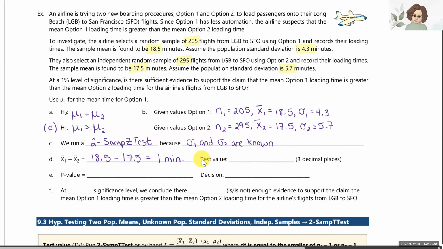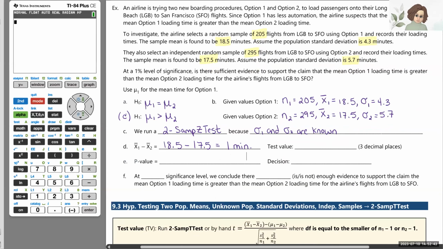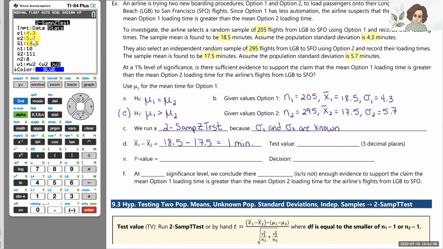So we'll find the test value by going to our calculators. So let me get my calculator up here. So stat tests, going to our 2-sample z-test. You want your input to be stats. We don't have the actual data for these 205 and 295 flights. That would be a lot of data. So stats. And then sigma 1, you want to enter 4.3, sigma 2, 5.7, and sample mean 18.5. And then n1 was 205.